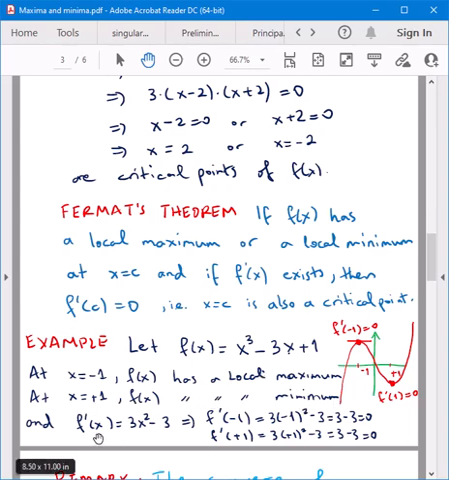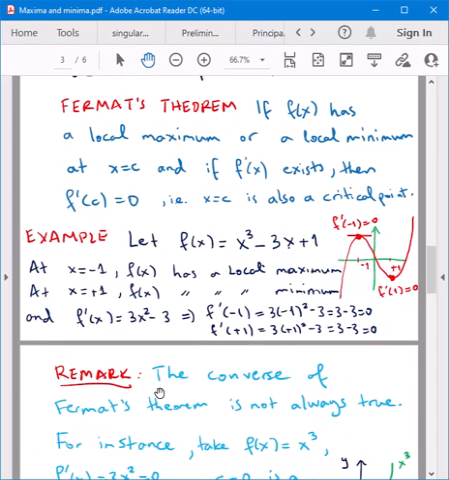When you take the derivative of this function, it's going to be 3x squared minus 3. Plug in minus 1: 3 times minus 1 squared minus 3 equals 3 times 1 minus 3, which is 0. And plug in 1: f prime at plus 1 is going to be 3 times plus 1 squared minus 3, which is 3 minus 3, equal to 0. As you see, the derivative is 0 at both of the points. And these 2 points are local maximum and local minimum also.